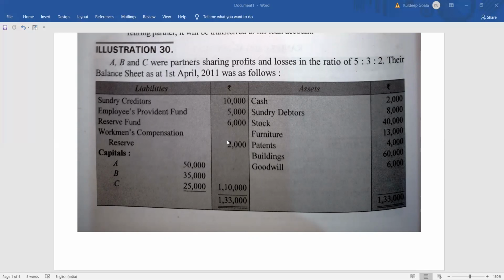Now, those who have not watched the previous video on retirement of a partner, please watch it, because there I have mentioned the steps that are to be followed, how we are going to solve a problem of retirement.